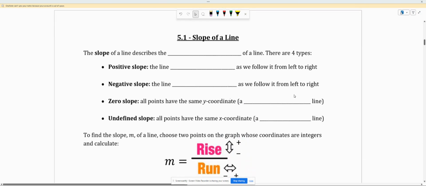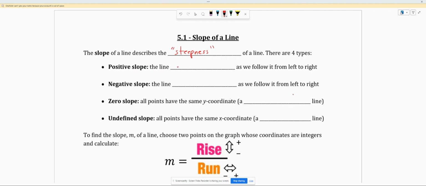What the heck is the slope of a line? We've already seen this a little bit in the previous unit. The slope of a line describes basically the slant, or some might call it the steepness, of a line. It could be steep going up or steep going down if you're looking at left to right. So there are 4 different types.